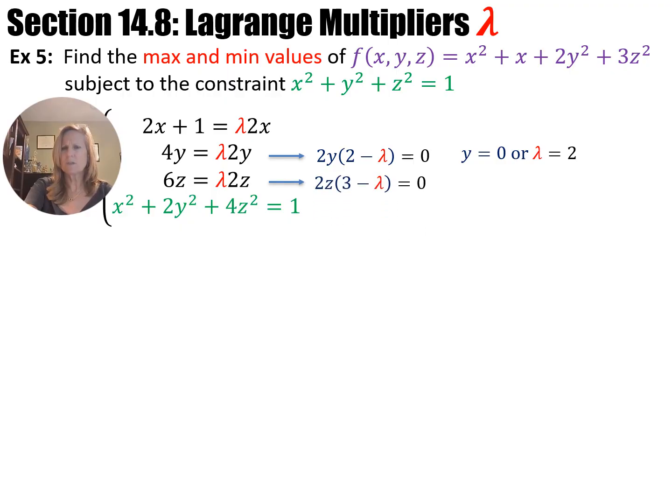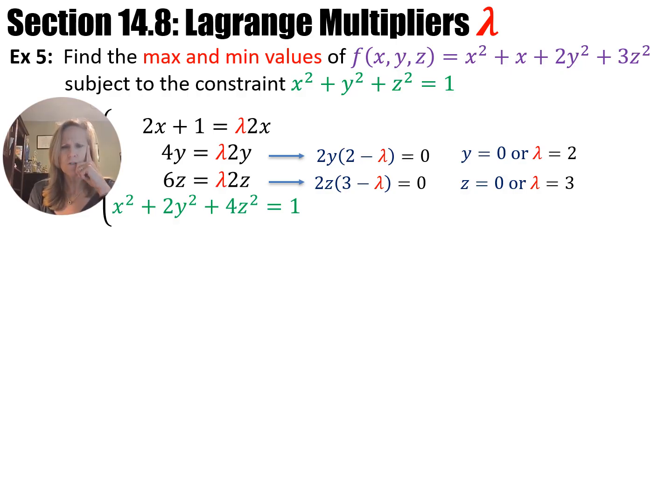And then I did the same with the z equation, right? I collected everything on one side equal to 0 and said that equation would be true if z was 0, which of course is obvious, right? If you plug into either one of those equations. So this time I get when z is 0 or lambda is 3. So let's take each one of these cases.